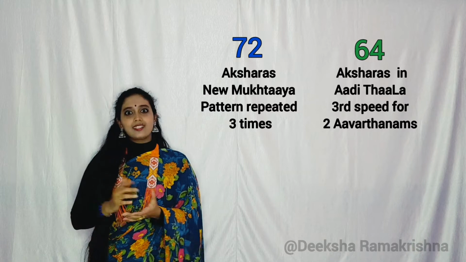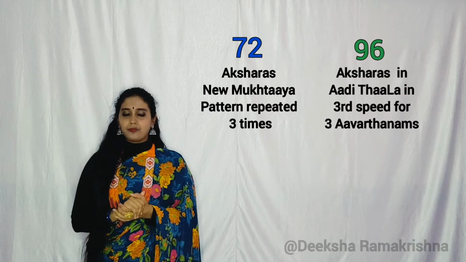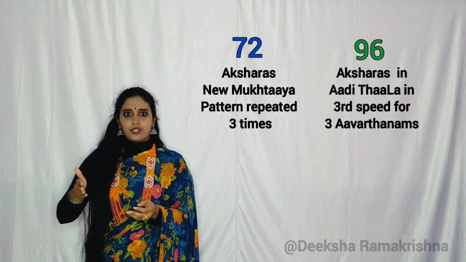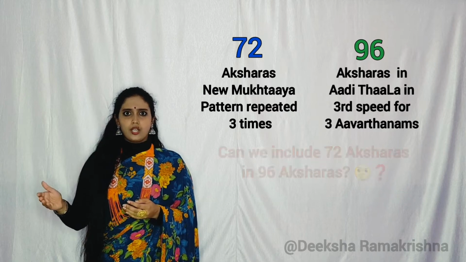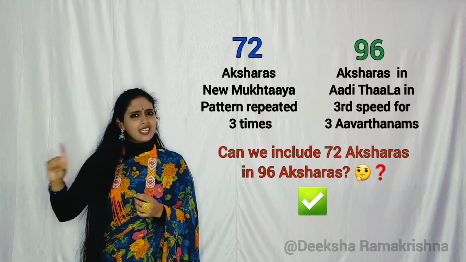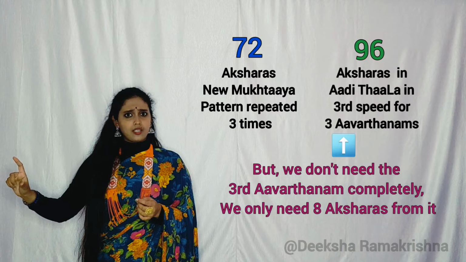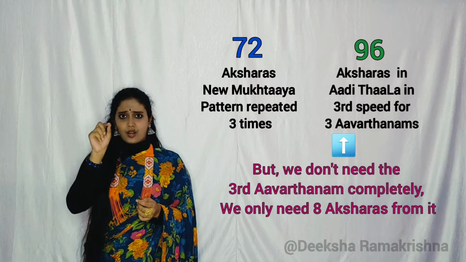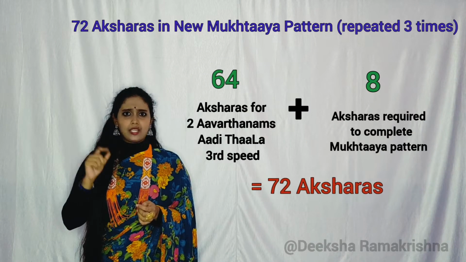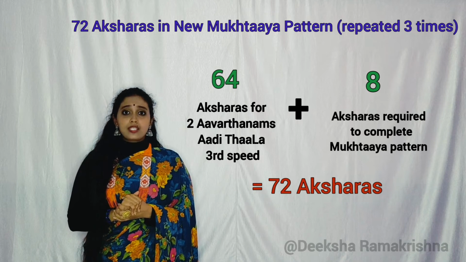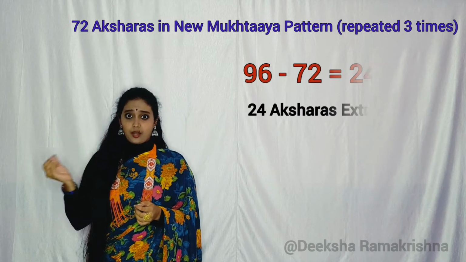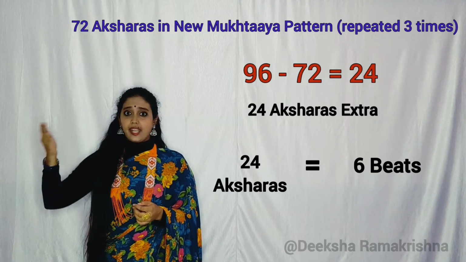So again increase the Aadi Thaala by 1 more Avartanam, that will become 3 Avartanams. And in 3 Avartanams, the last Avartanam, do we need the complete Avartanam for it? No, right? We need only 8 counts, that is 64 plus 8 will give us 72. But we will still have 24 counts extra, that is 6 beats extra, right?